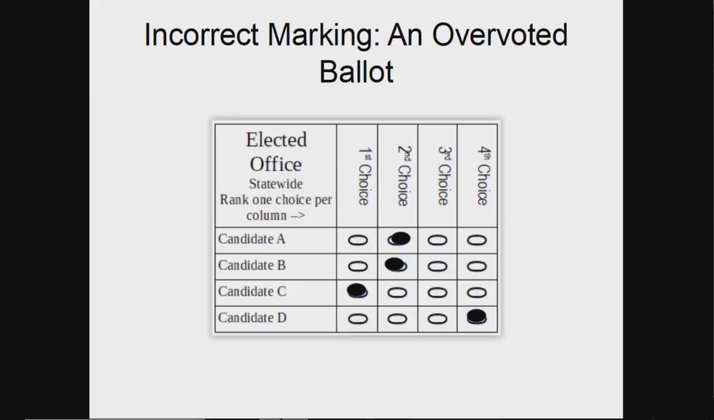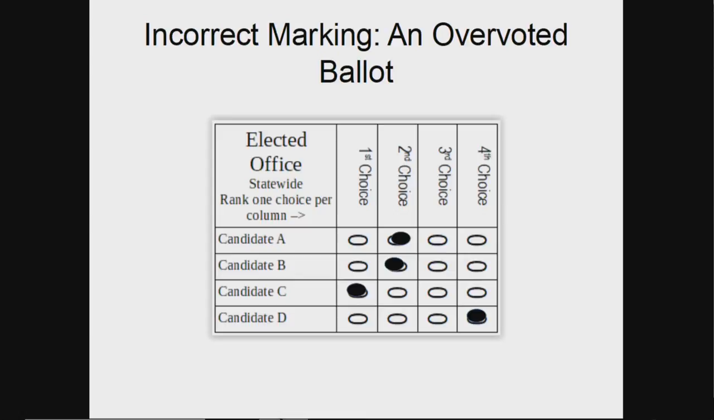And what would happen if you cast a ballot in this way is that the ballot would be considered exhausted starting at the column where the mistake was made. So in this example, the mistake is made in the second choice column. We have candidate A and candidate B both marked as second choices. So this ballot is considered exhausted from the second choice on. So that fourth choice marking that you see for candidate D would not be counted either. So that ballot is exhausted after the first choice has been counted.